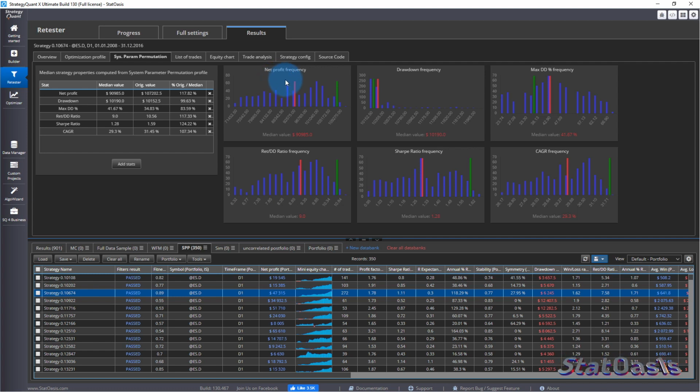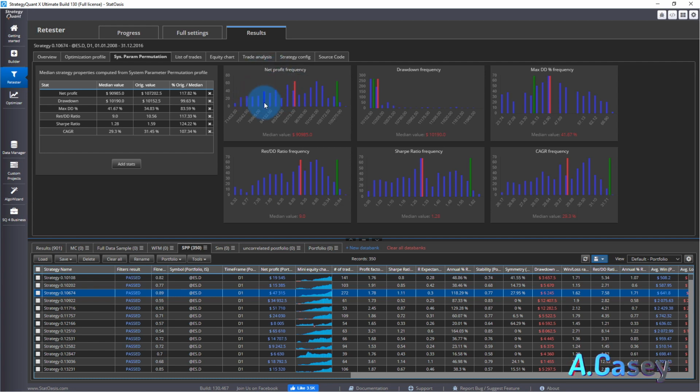This is the net frequency profit. And you can see that the median value is this red line, which is 90,000 something. And our original curve is the green line. That means our strategy is actually on the upper side of the expectation. So what you want to see is your green bar is below the red bar in net profit.